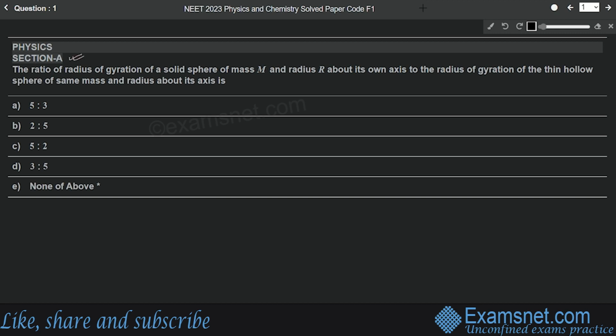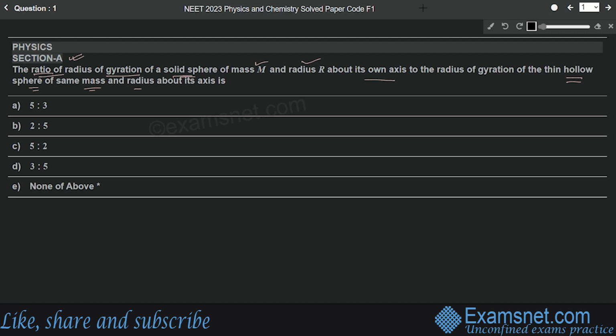Okay. First question is from the chapter Systems of Particles and Rotational Motion, and the question is: the ratio of the radius of gyration of a solid sphere of mass m and radius r about its own axis to the radius of gyration of a thin hollow sphere of the same mass and radius about its own axis is.